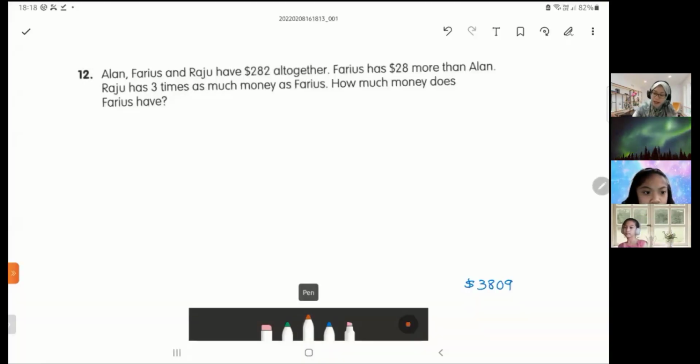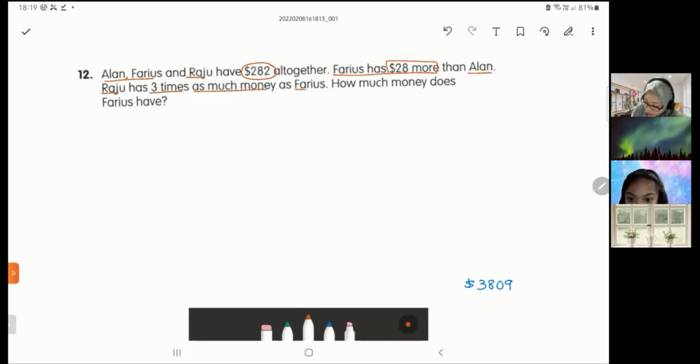So I have here Ellen, Farius, and Raju, who have $282 altogether. The 3 boys have a total of this much. This Farius had $28 more than who? Ellen. Then Raju has 3 times as much money as who? Farius. So you can see who is being repeated. The name is being repeated.